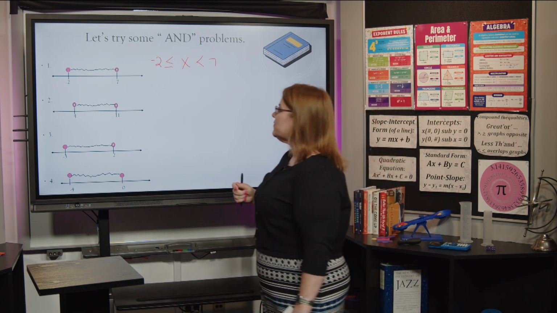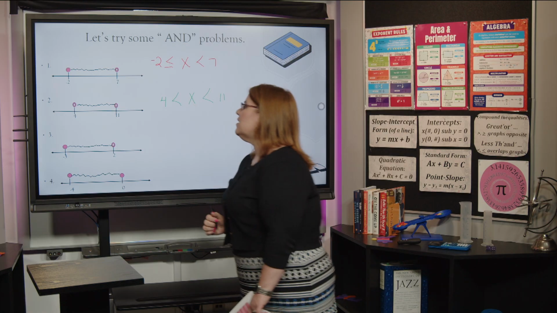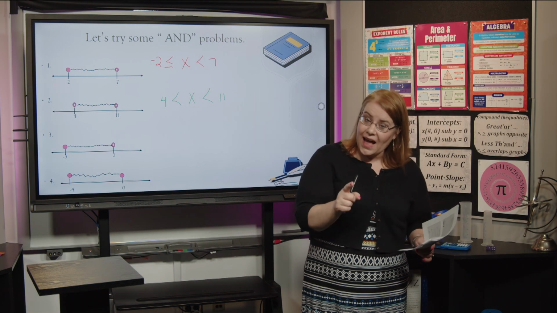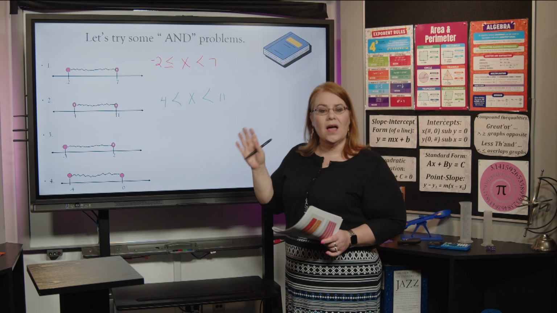Let's try number 2. So let's get a different color, because you know I'm all about the colors. I have 4 and I have 11, and I know that my unknowns are between them. So let's look at the comparisons. 4 is less than my unknown, and my unknowns are less than 11. So I can have anything between 4 and 11, but they cannot be 4 or 11. So you want to make sure that you're understanding the meaning of these symbols.